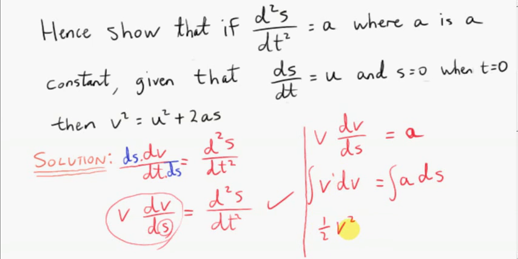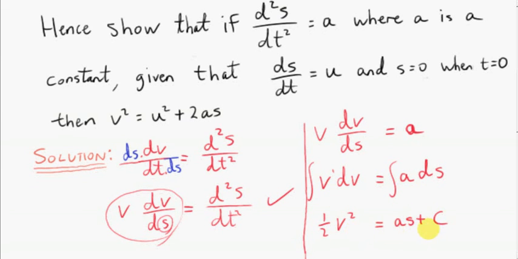Very straightforward. We get a constant of integration which is brought over and combined with the constant of integration on the right hand side. We're integrating a with respect to s. That's just the integral of a constant with respect to s. We just multiply the constant by s. And here's the arbitrary constant from both integrations. Now we need to apply the boundary conditions to find out what c is.